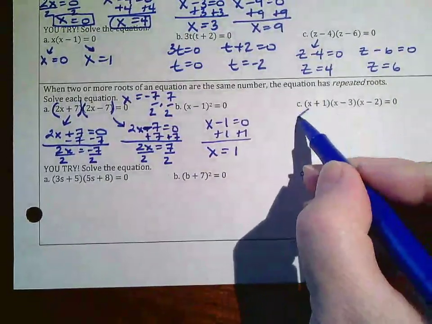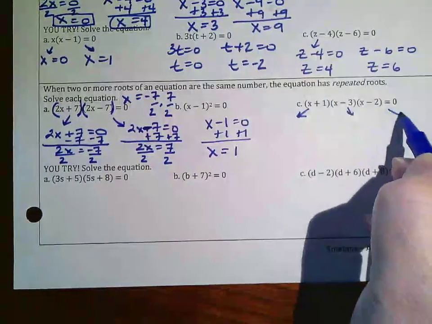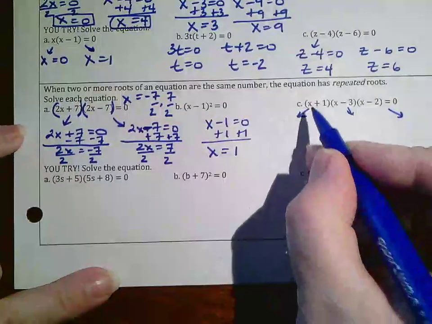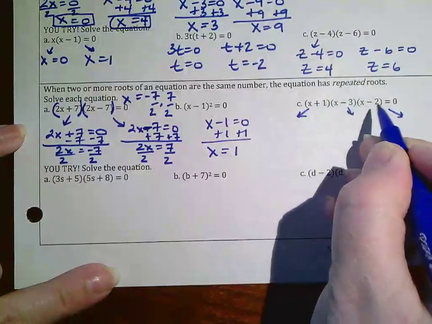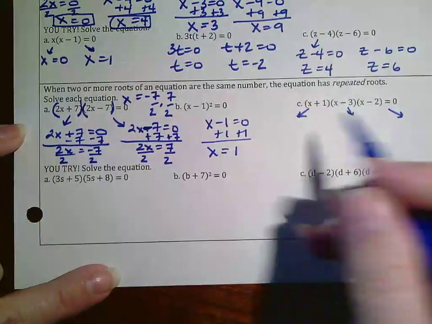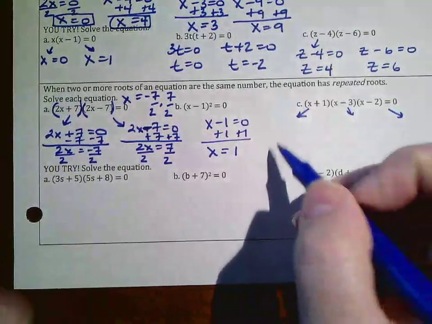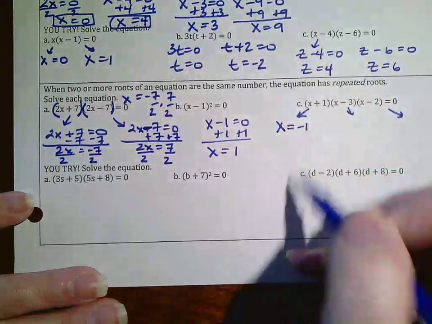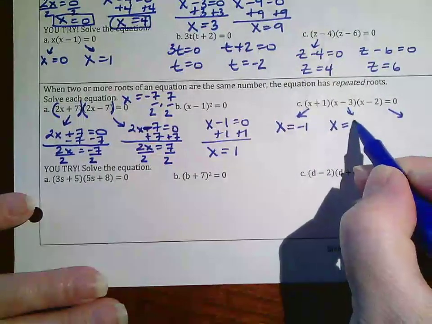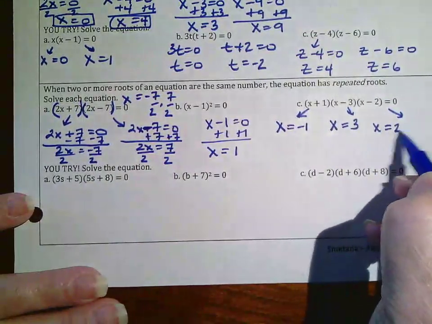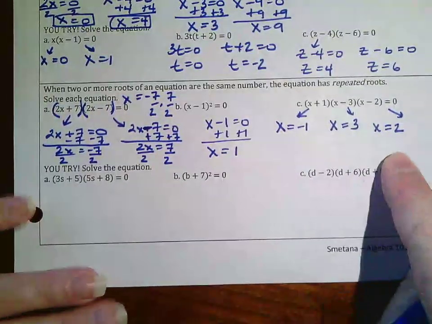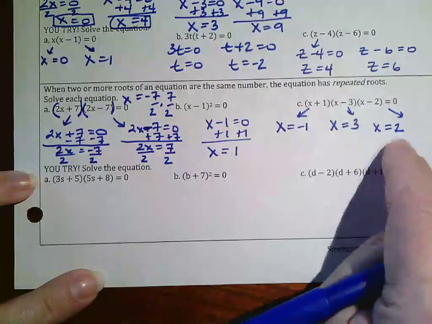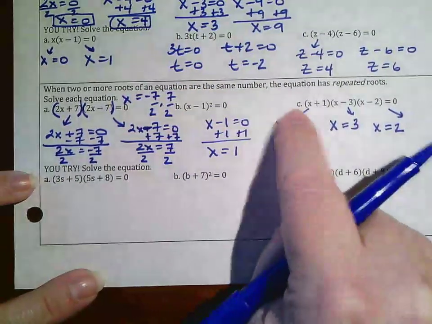And on this one, this would be considered a cubic. So there are 3 x's, and x times x times x would be considered x cubed. So there could be potentially 3 answers here, which there are. So x is either going to equal negative 1, x is going to equal 3, or x is going to equal 2. Again, these are all one steps, just like I did above here. Because 3 minus 3 is 0, 2 minus 2 is 0, and negative 1 plus 1 is 0.